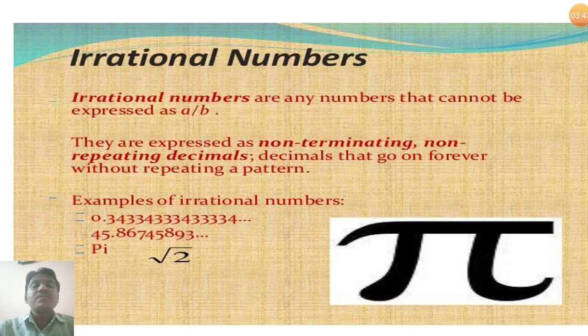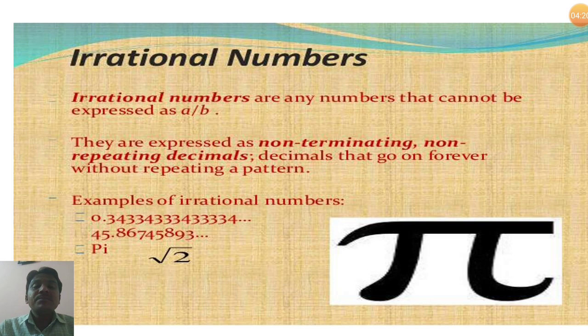Next, irrational numbers. Irrational numbers are any numbers that cannot be expressed as a by b, because rational numbers are nothing but the numbers which can be written in the form of a by b. Irrational numbers are nothing but those that cannot be written in the form of a by b. They are expressed as non-terminating and non-repeating decimals. Decimals that go on forever without repeating a pattern. I will explain those non-terminating, non-repeating decimal expansions next.